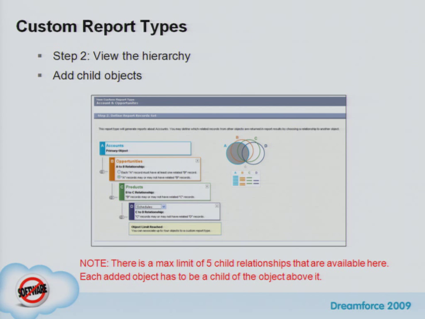Okay, you can go 5 levels deep when you're building a custom report type. So in this example, I purposely use this one because it's got a nice kind of flow to it. So we have accounts. Obviously, accounts have opportunities. Opportunities obviously have products. And products you can schedule. Okay, so I just use this as an example to show you a nice hierarchy.